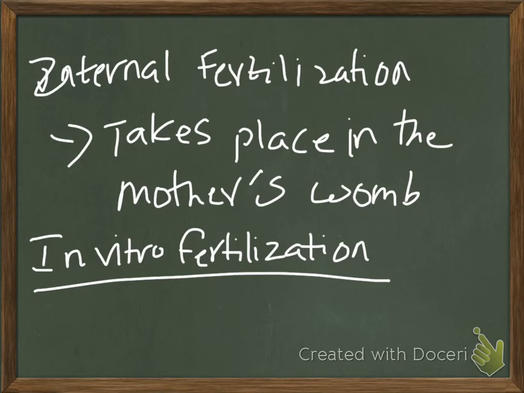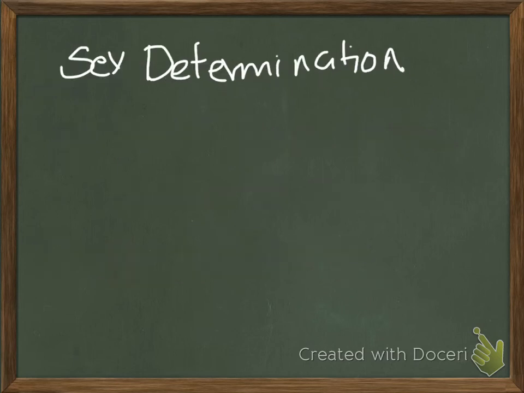So a baby who is born of this type of fertilization is known as a test tube baby. So now I have explained in vitro fertilization. Now let's go to sex determination. So how is the sex of a baby determined?